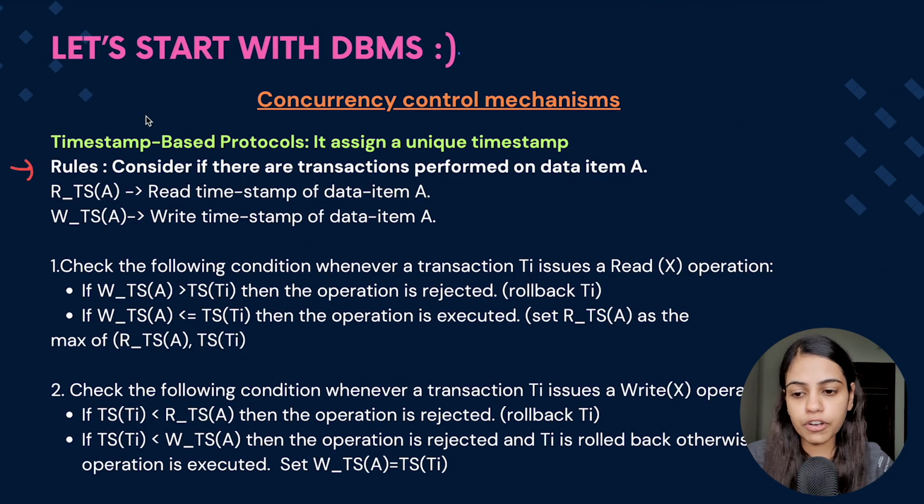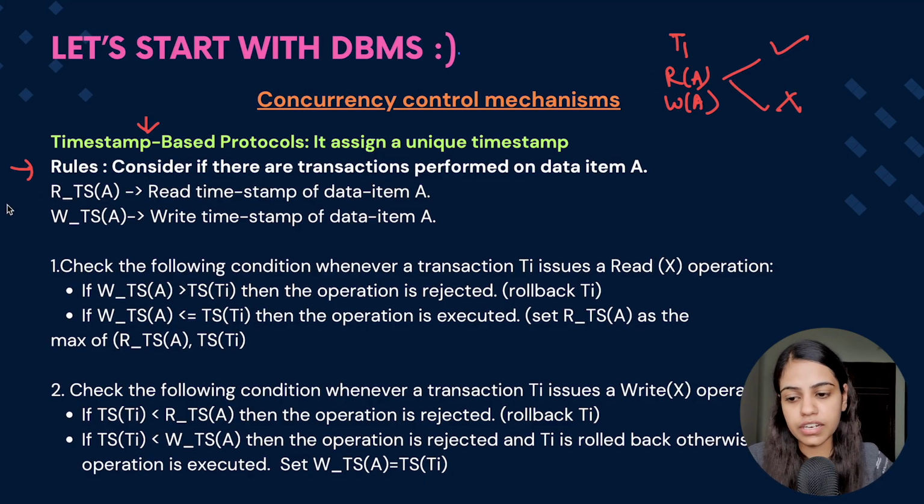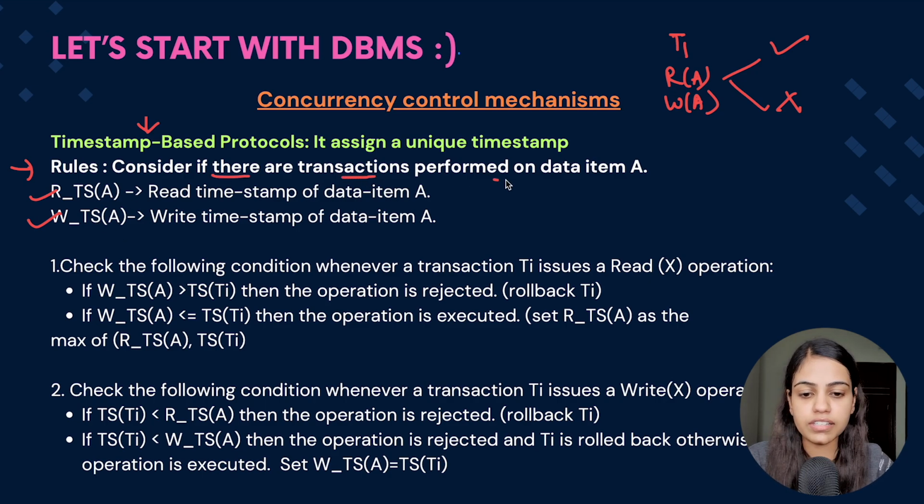Here are some rules for the timestamp based protocols, which help us tell whether an operation of a transaction should be executed or rejected. Here RTS is the read timestamp of A and WTS is the write timestamp of A, considering the transactions are performed on a data item A. The first rule: check the following condition whenever a transaction Ti issues a read operation. Whenever there is a read operation issued by a transaction Ti, what should we check?